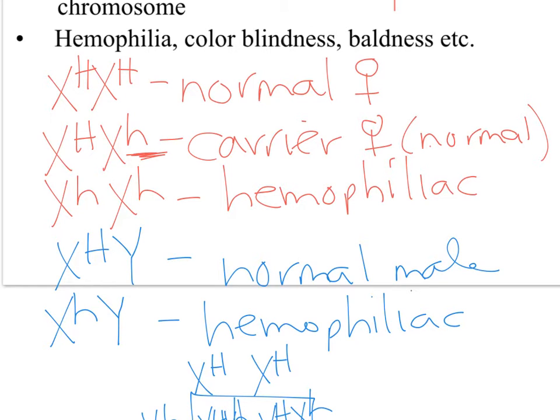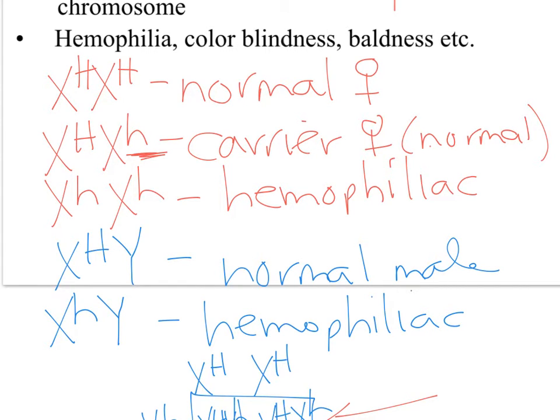So if the mom does not have hemophilia and is not a carrier, but the dad had it, notice that all their daughters are going to be carriers no matter what. So if they have a girl, that girl is going to be a hemophiliac carrier. But if they have a boy child, their boys will be fine. Okay, so sex-linked traits are very interesting.